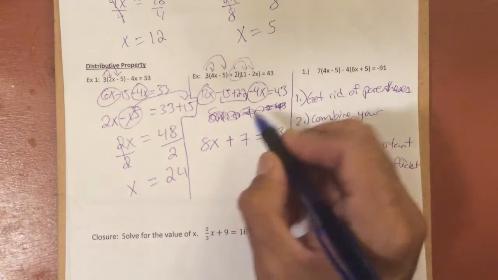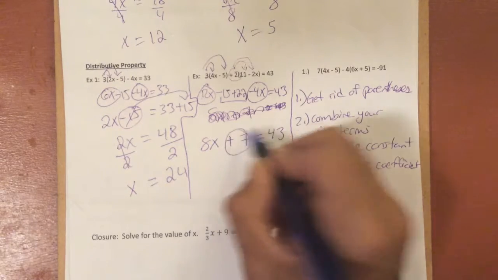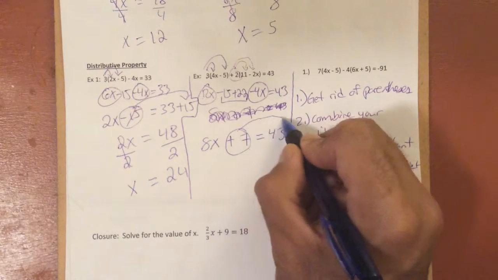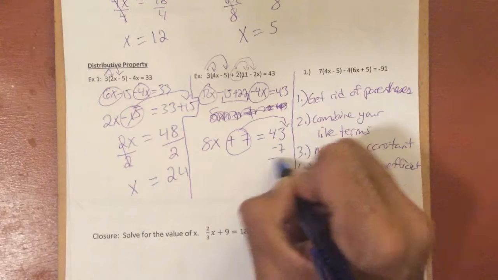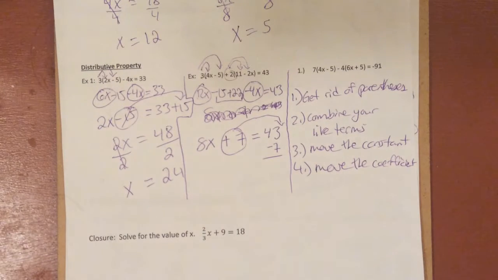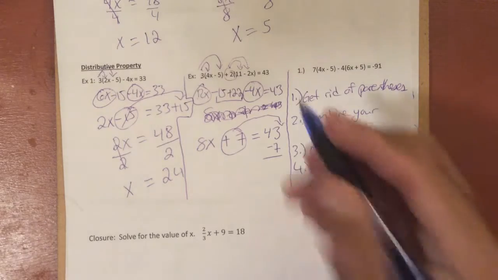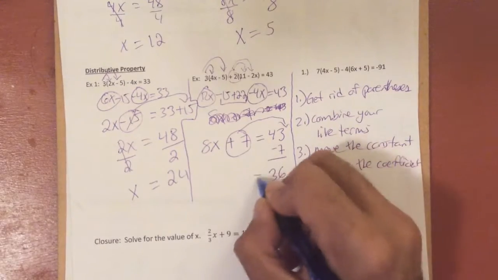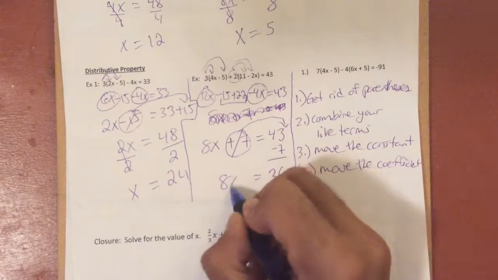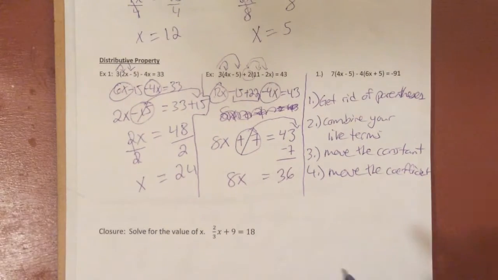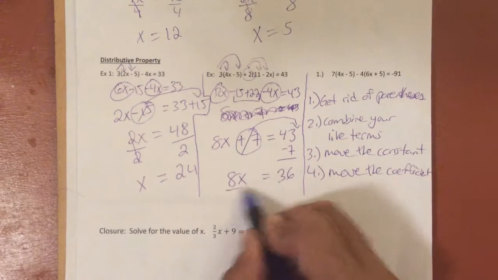So let's go ahead and do the opposite of a plus 7, which is a minus 7. And that will fulfill the third step, which is move the constant. Now, what is 43 minus 7? That is 36. Bring down your equal sign, and you're left with 8x on the left side. Now, the last step is to move the coefficient.